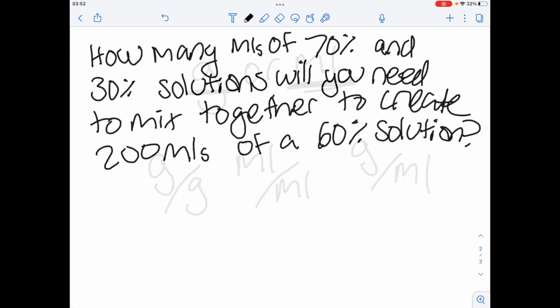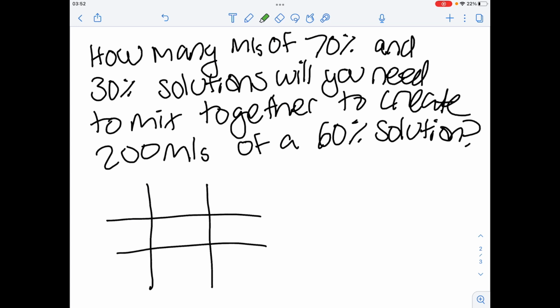Okay, so the example is: how many milliliters of 70% and 30% solutions will you need to mix together to create 200 milliliters of a 60% solution? So let's set up our tic-tac-toe board and get to work.